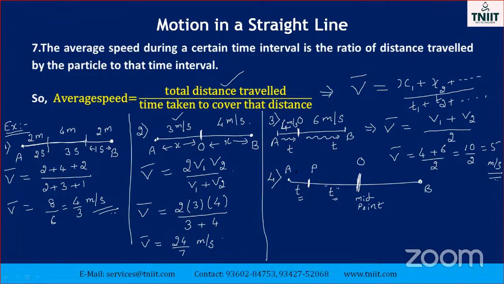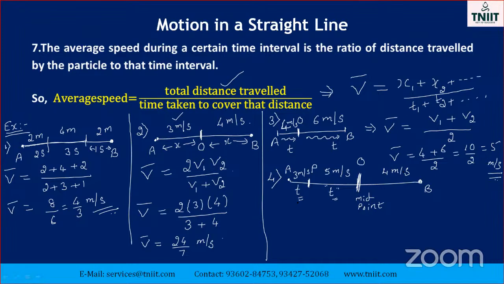Now, this is covered with 3 meter per second. This is covered with 5 meter per second. This is covered with 4 meter per second. A to P, what is the speed? 3 meter per second. P to O, what is the speed? 5 meter per second. For the next half, what is the speed? 4 meter per second. Now, I want what is the average speed for this complete journey?